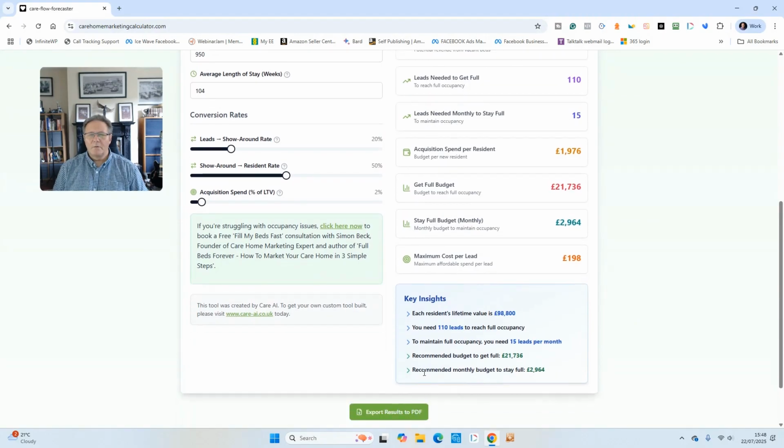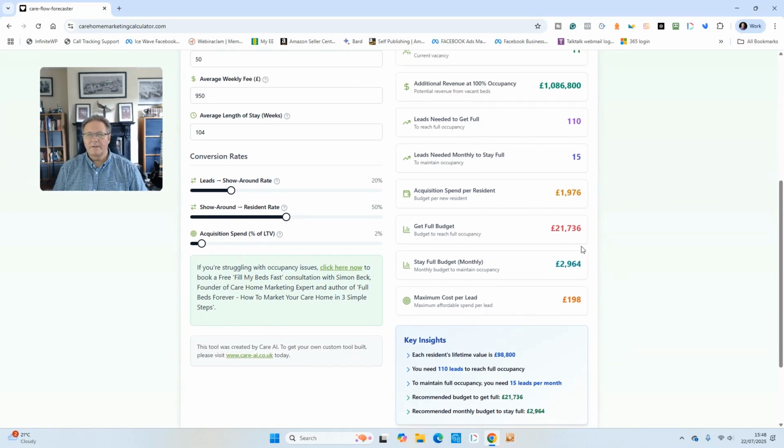Okay, so overall that then gives you key insights and exactly what budget you need to have. So in this case, like I said, your get full budget would be 21,736, and you need to allocate roughly £3,000 a month to stay full.